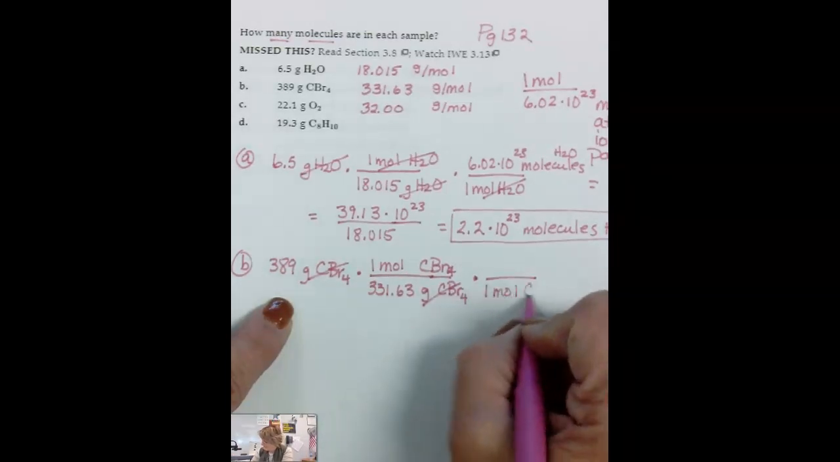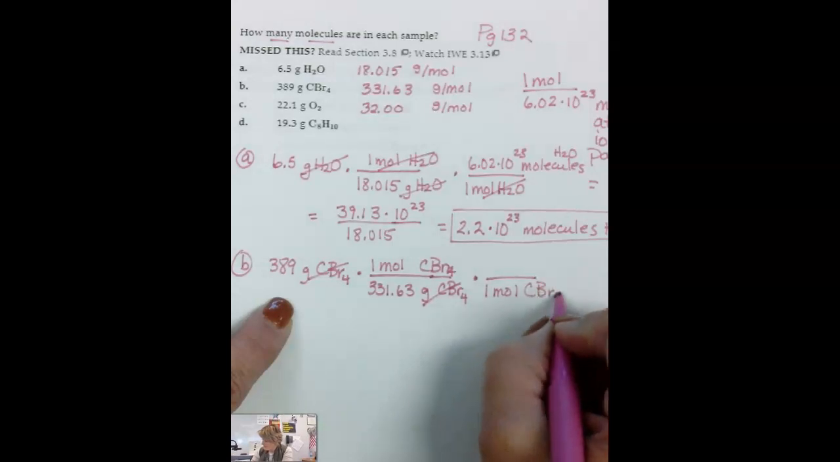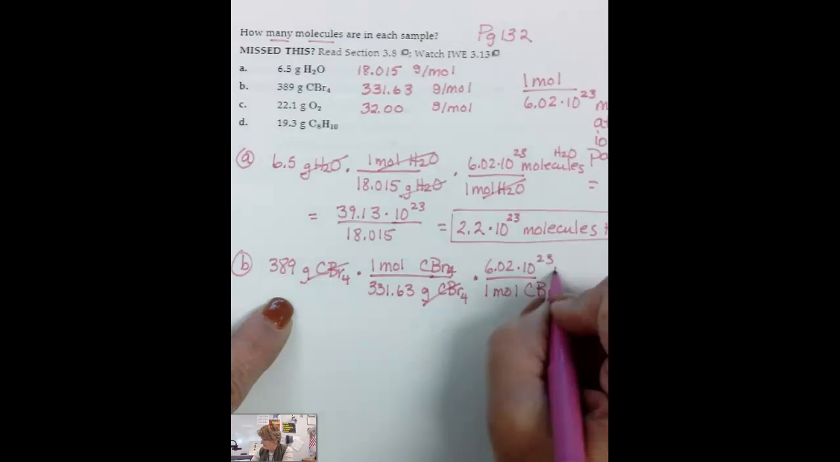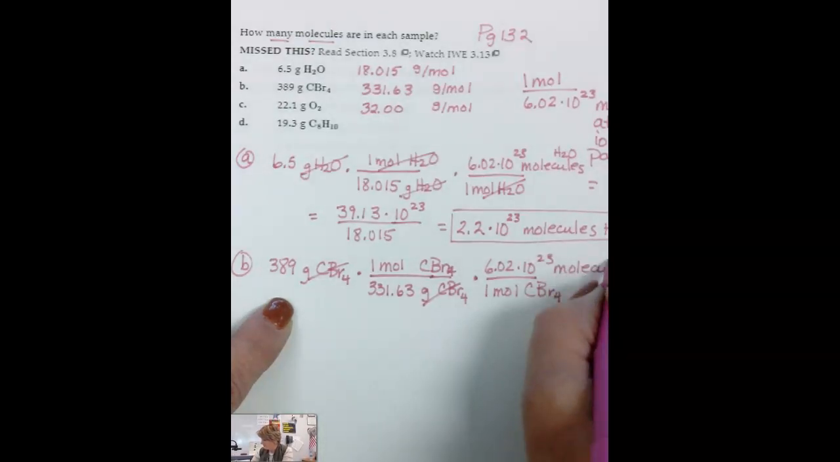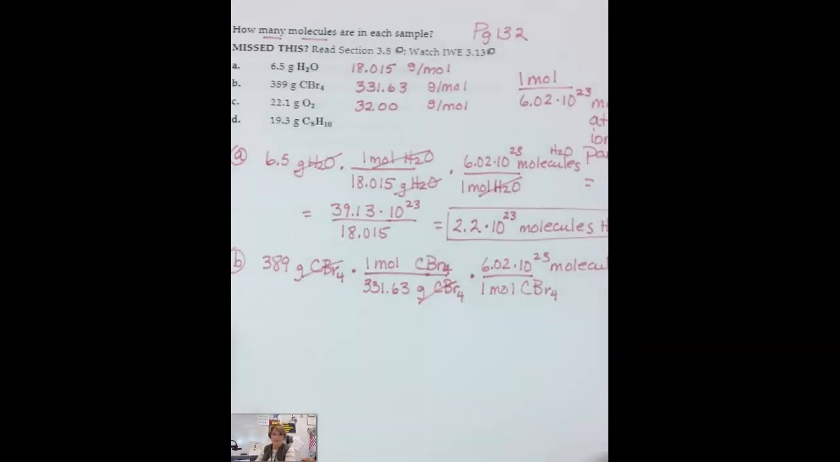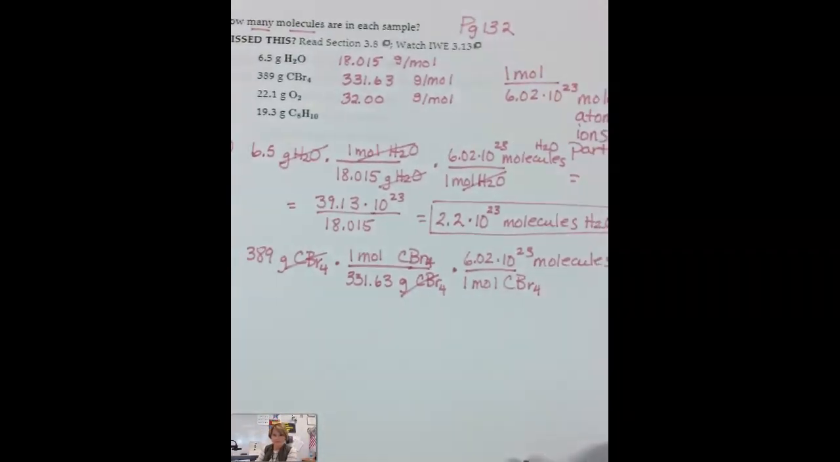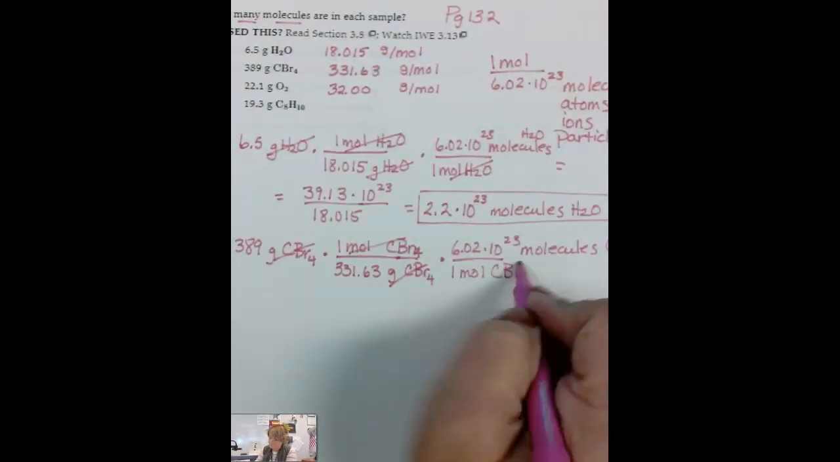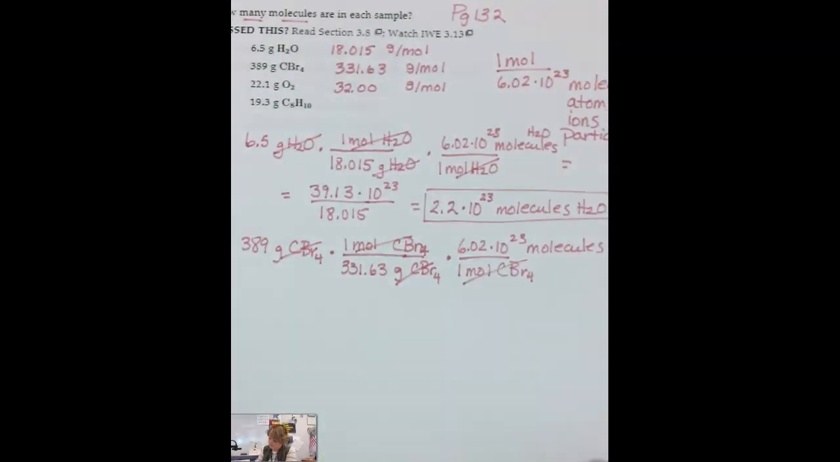So 1 mole is 6.02 times 10 to the 23 molecules. Okay, I write too big and then run off. So again, it's all labeled there. And the rest is just calculations.